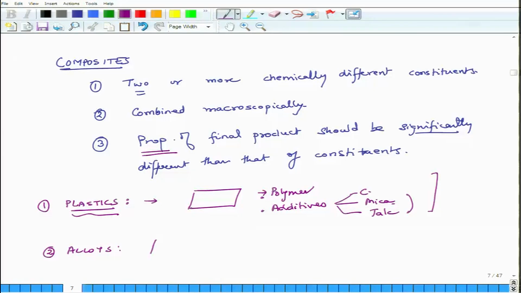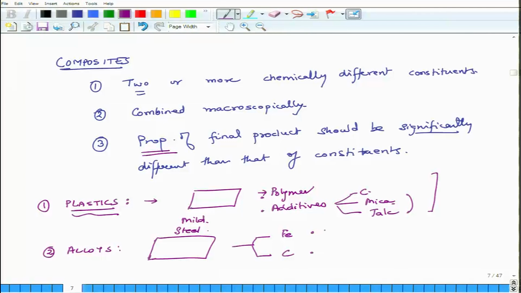For instance, if you have a piece of mild steel, by and large mild steel has two components, one is iron and another is carbon, and if you mix them in the right proportion, the properties of mild steel, for instance its tensile strength, will be significantly different than the tensile strength of iron and also the tensile strength of carbon. Okay, it will be significantly different.